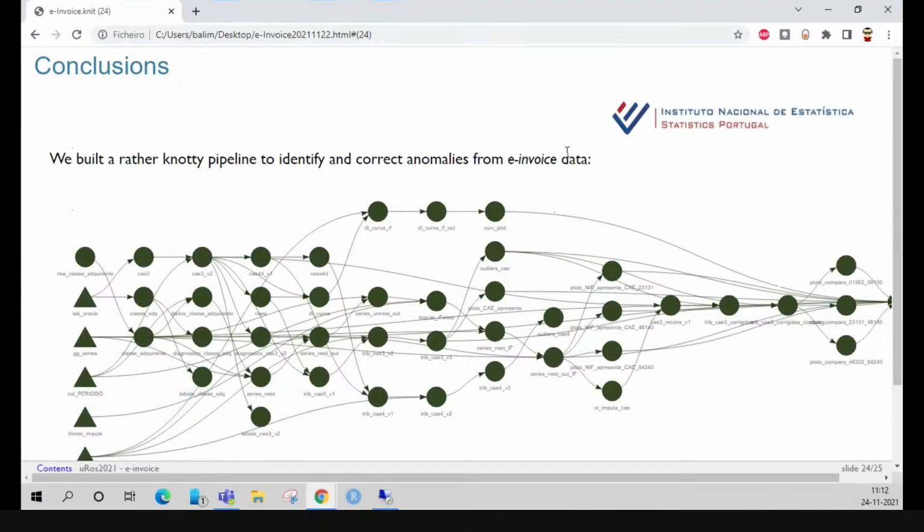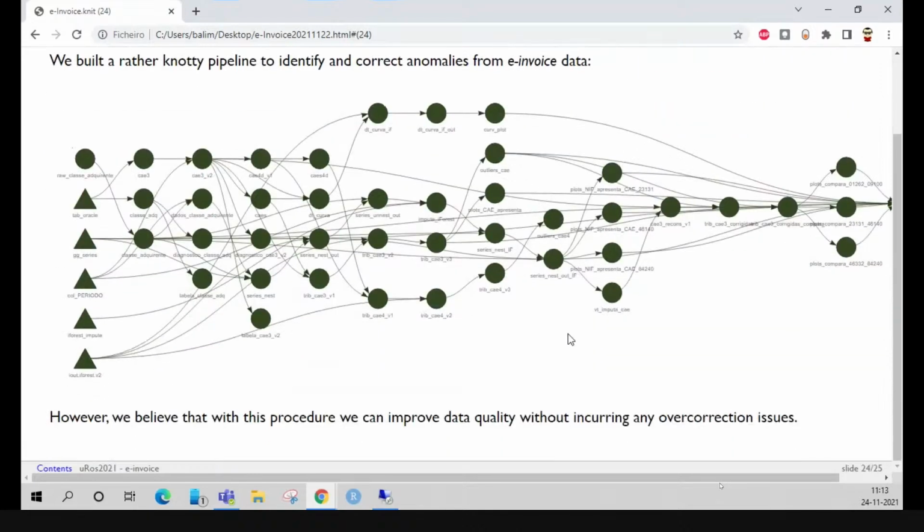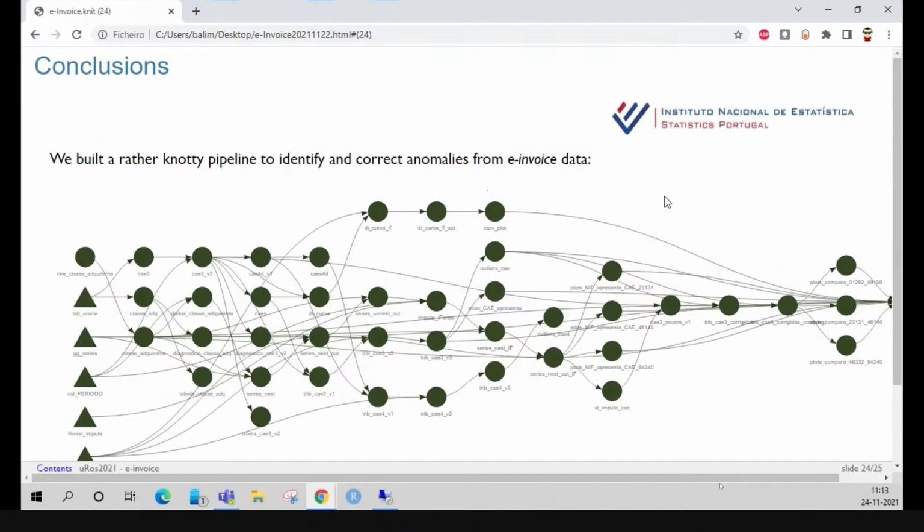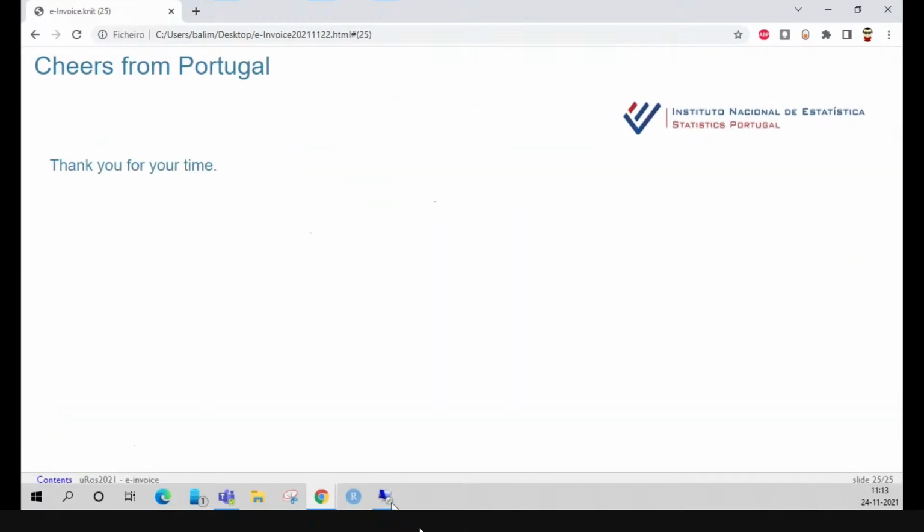And as a conclusion, you can say we built a robust pipeline to identify incorrect anomalies from invoice data. However, we believe that with this procedure, we can improve data quality without incurring any other correction issues. And that's all. Thank you.